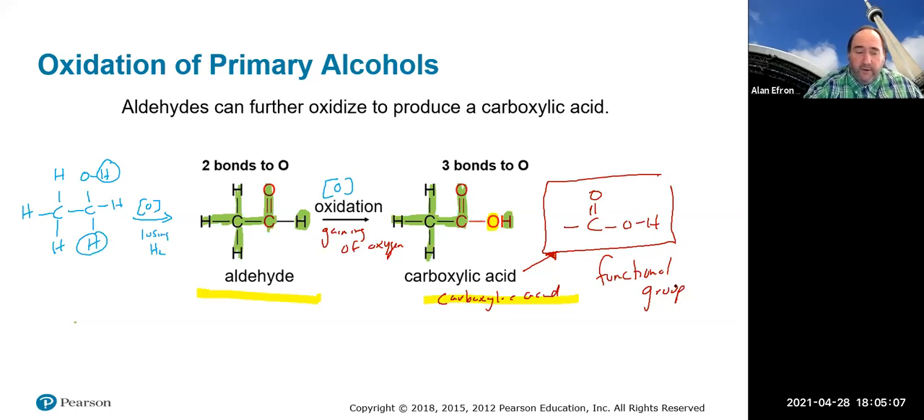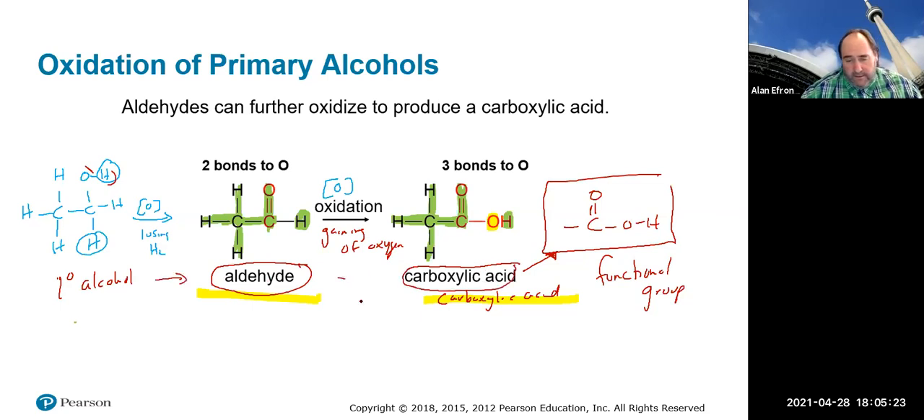So if we start all the way back over here with our primary alcohol and we do an oxidation reaction, we will end up with an aldehyde. If you decide to further oxidize it, you will end up with a carboxylic acid. So this primary alcohol goes through a number of different reactions and can eventually end up all the way at the carboxylic acid. But if you just do one oxidation, you stop there at the aldehyde.